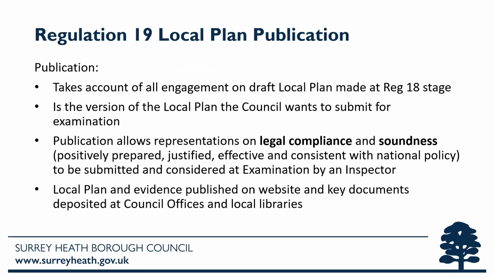I'm now going to pass over to Kate, who will take us through the Regulation 19 local plan publication. Thank you, Gavin. So moving on to talk more now about the stage of the plan making process that we're at. This is what is referred to as the Regulation 19 local plan publication stage. The Regulation 19 local plan takes account of all the public and stakeholder engagement that we've had on the draft plan to date, and is ultimately the version of the plan that the council wants to submit to the Secretary of State for examination, and ultimately that it wants to adopt.